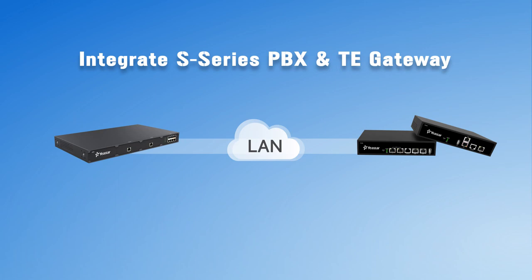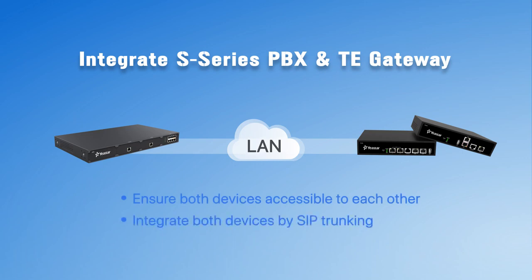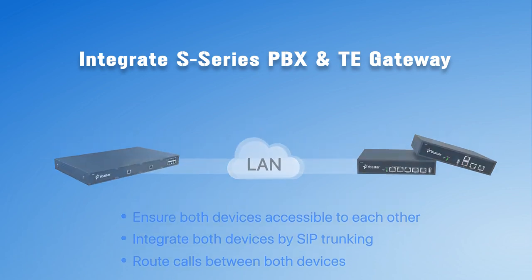We can integrate a gateway and a PBX by local network environment, the internet, and VPN. Basically, once we ensure both devices are accessible to each other, then the integration will be realized by SIP trunking. So the only thing left is just figuring out the call routing. Alright, let's check it out.